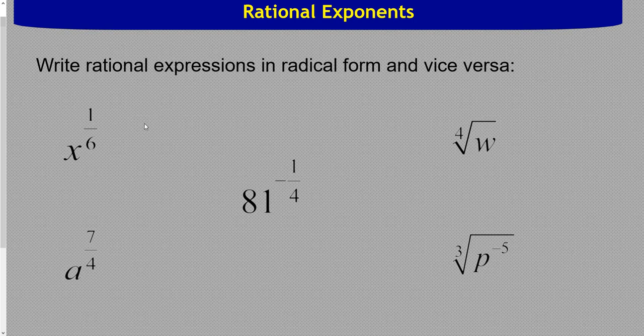So let's start easy. x to the 1/6. Base is 6, so that's the index of my root. I want the 6th root of x. Okay. Let's look at this one. 4th root of w. Well, that means it's w to the 1/4. Now it gets a little bit different when we have a numerator that's not 1.